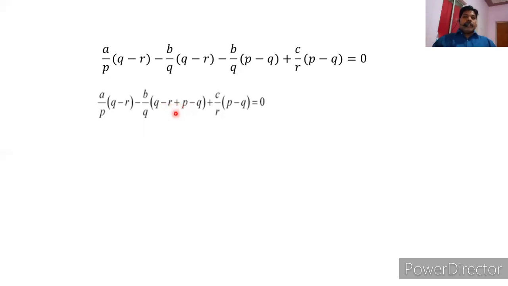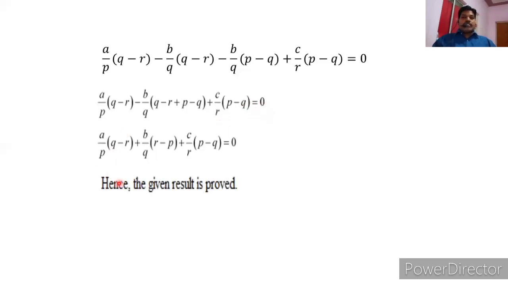Minus R plus P, if we can take the minus out, this minus R minus will become plus, and this minus R plus P will become R minus P. See that one in the next step. A by P into Q minus R, we have taken that after cancellation of minus Q and plus Q, I am taking the minus out. So minus R plus P will become R minus P plus C by R into P minus Q is equal to 0. So that is what they are asking. Hence, the given result is proved.